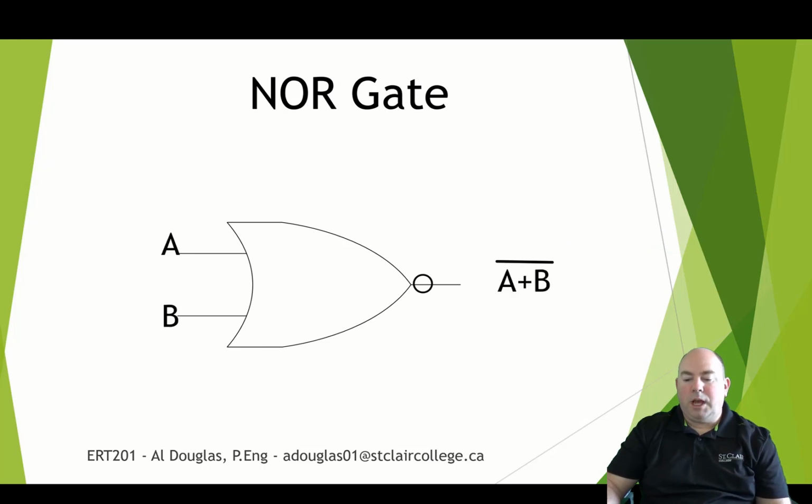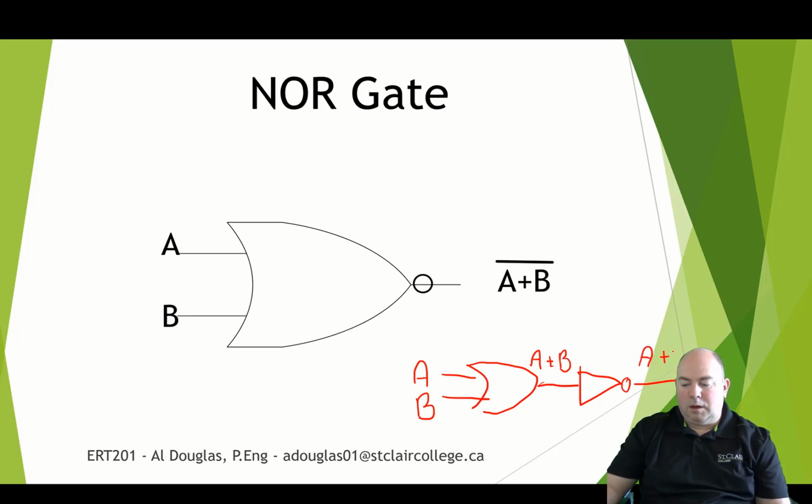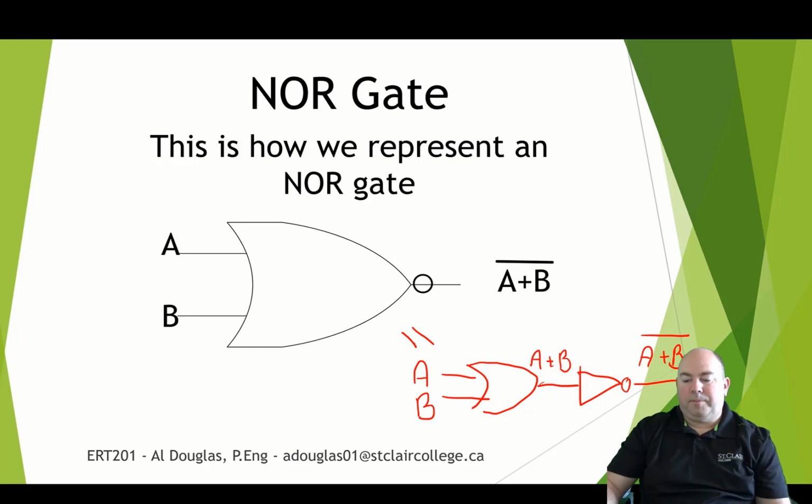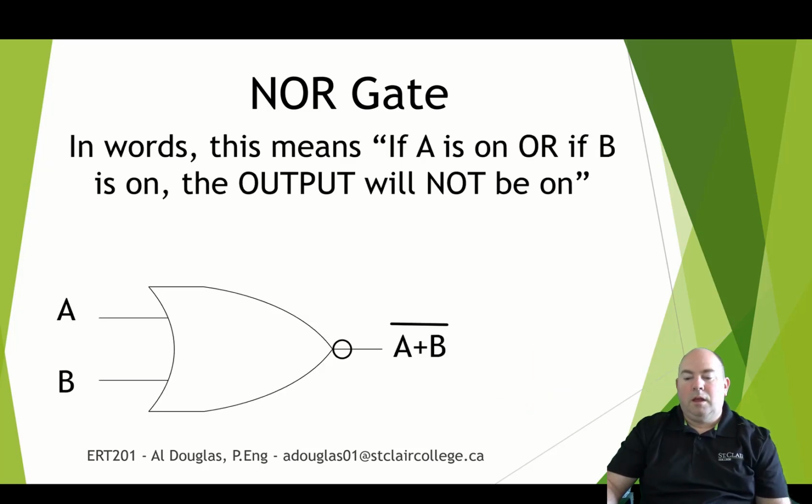This one here is the NOR gate. It looks like this. And again, by very similar thinking, we have an OR that we are inverting the result of. So we have A and B here, and here we have A and B with a bar over it. So this is basically equal to this. So if A is on or if B is on, then the output is not on.